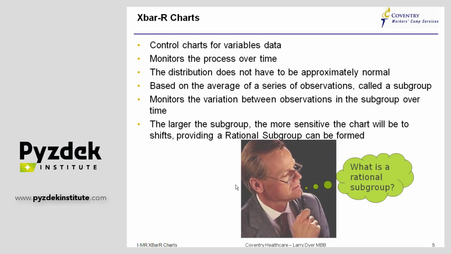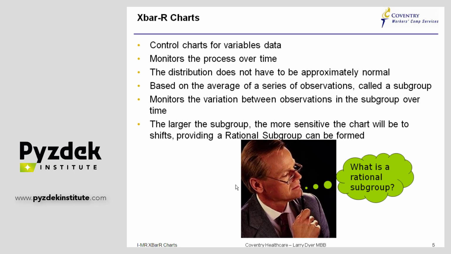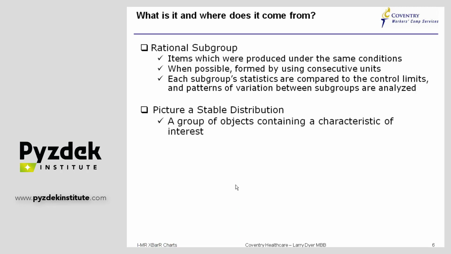And so the question is, well, what's a rational subgroup? Well, a rational subgroup is items that are produced under essentially the same conditions. Typically, they're consecutive. So you're talking about a series of observations consecutively that each become a subgroup.